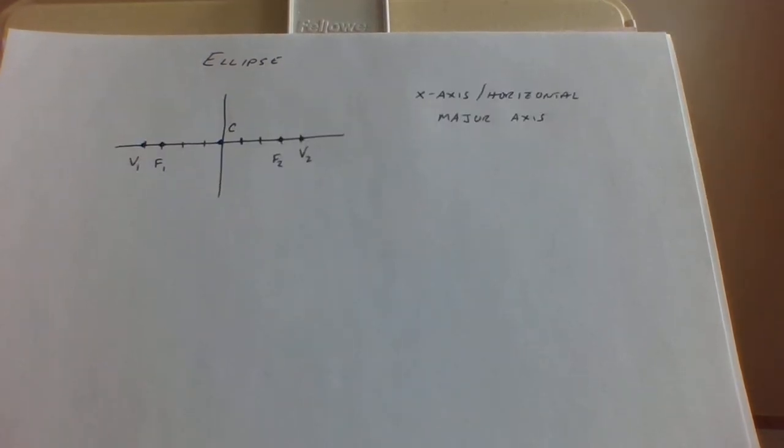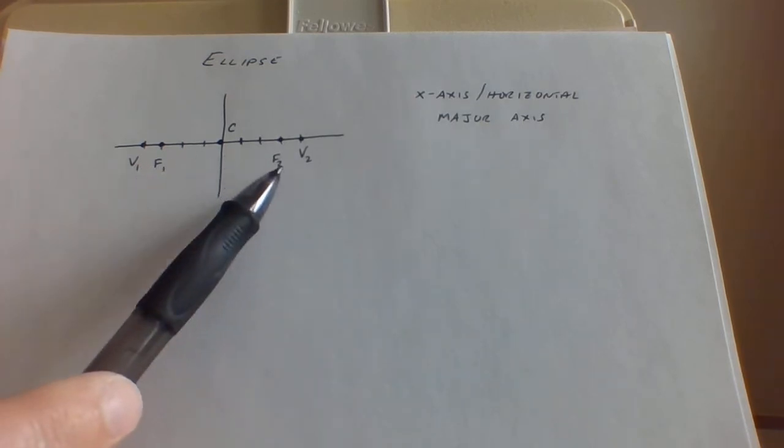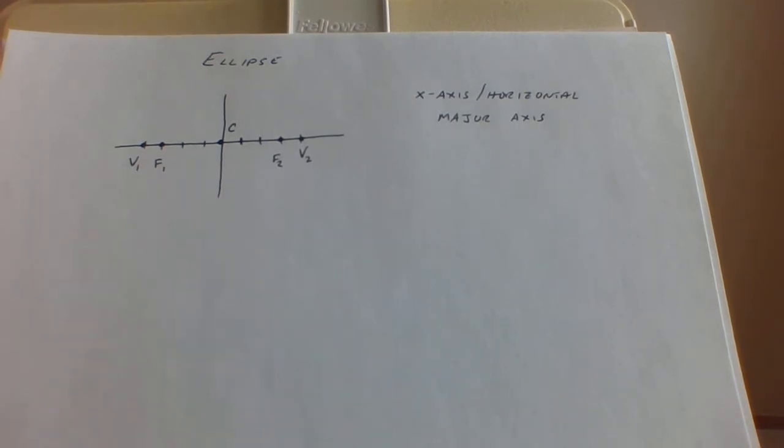Let's take a look at various components of the ellipse. Let's take a look at a couple pieces to our ellipse. Let's pretend this ellipse is centered at the origin, and we're going to be taking a look at a couple vertices. I am calling them V1 and V2, and they're going to lie along my x-axis for right now. I have two other points that are called foci, so F1 and F2 would be my foci of this ellipse.